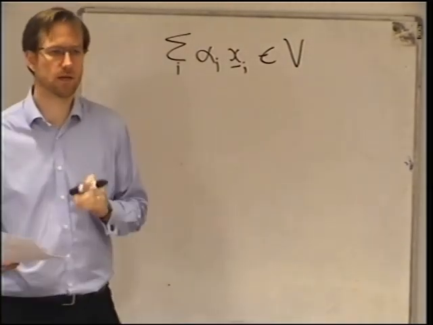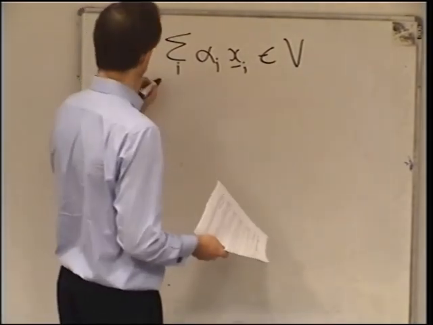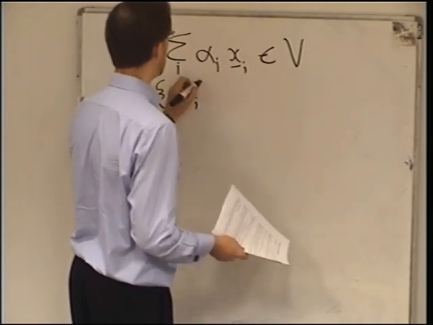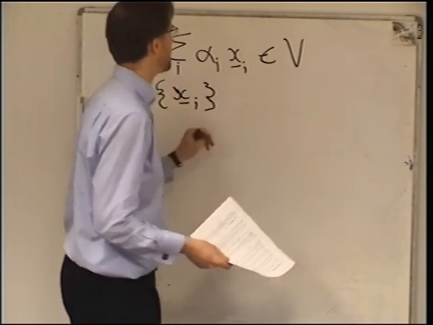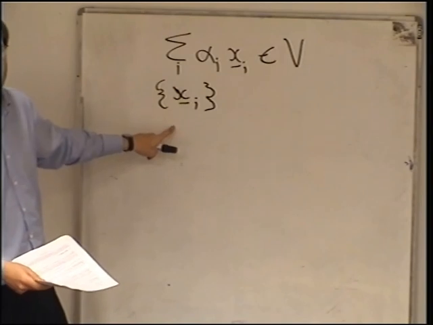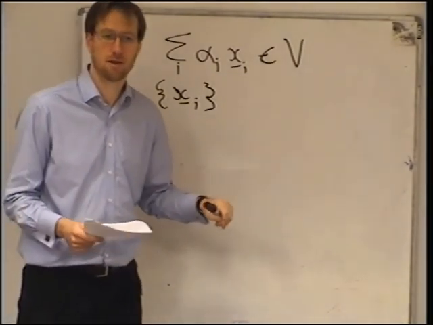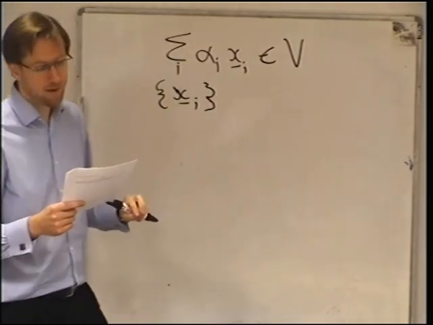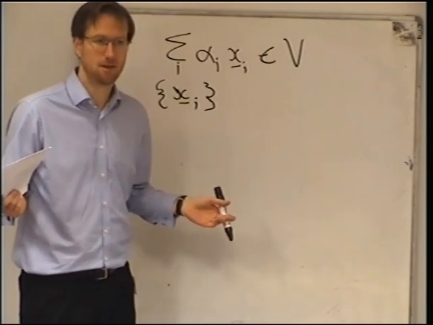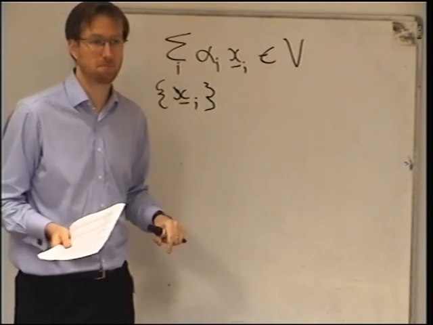So this leads to a really useful concept, which is a span. If I take a particular set of vectors, xi, and I take the set of all linear combinations of those vectors, that's called the span of that set. And an immediate consequence of that is that the span of any set of vectors is a subspace.